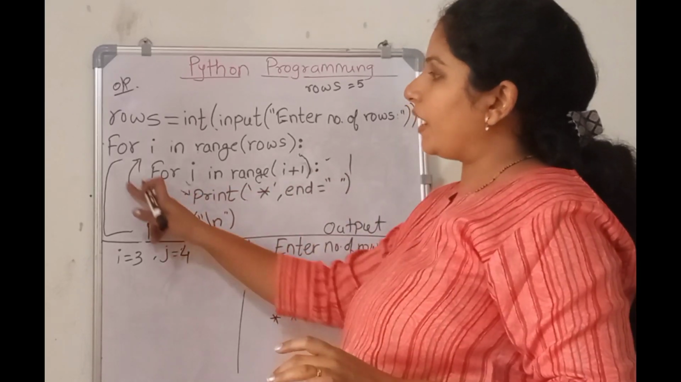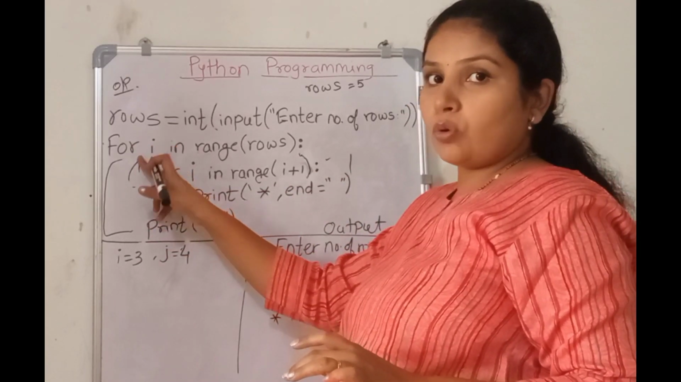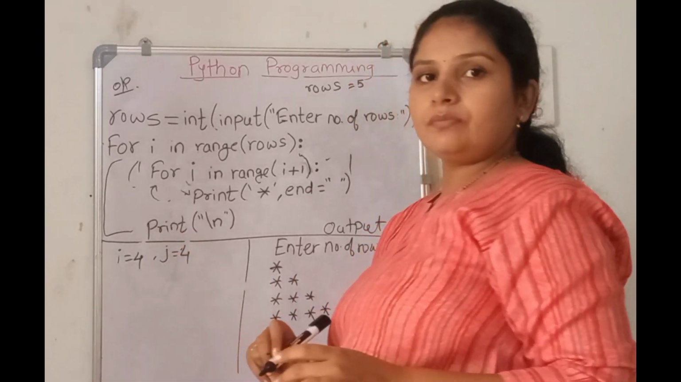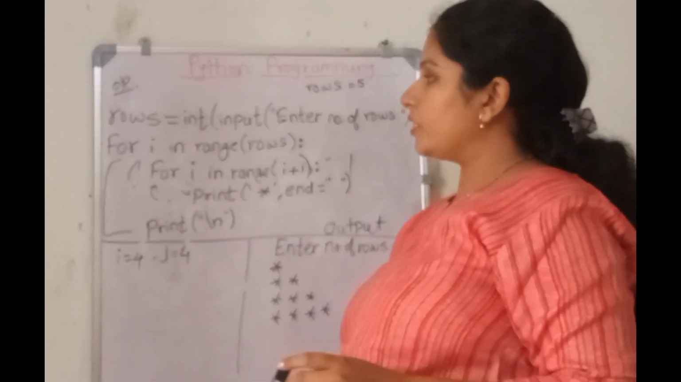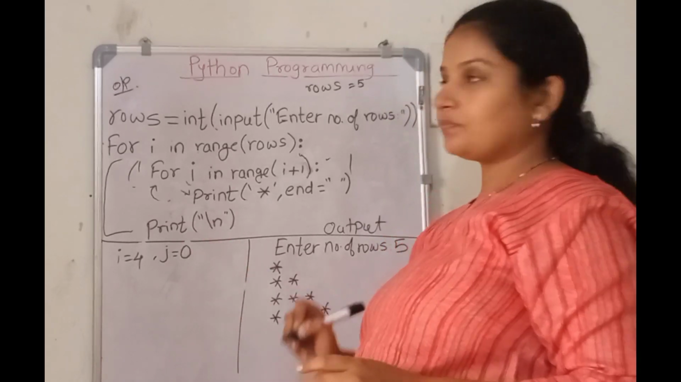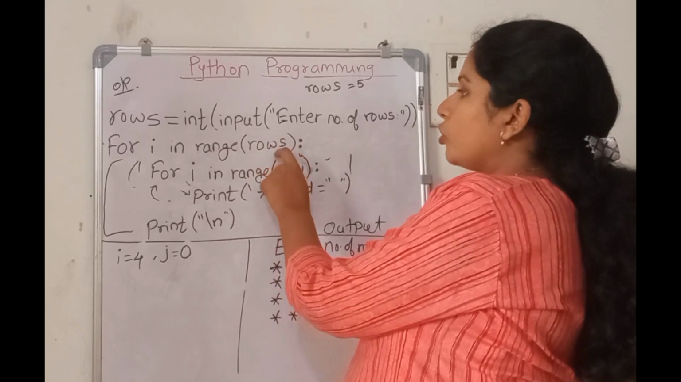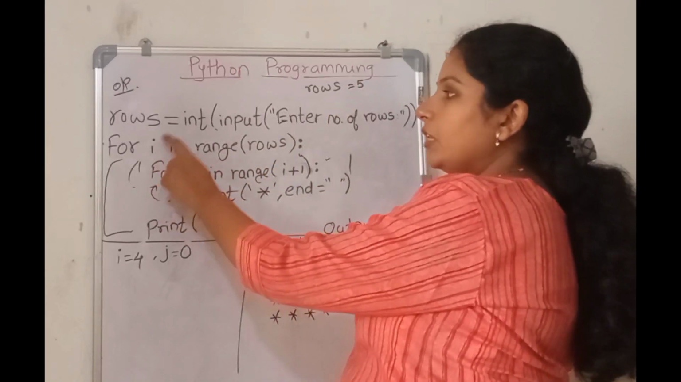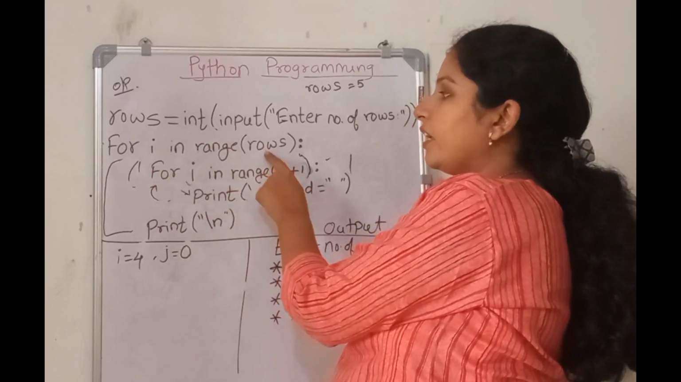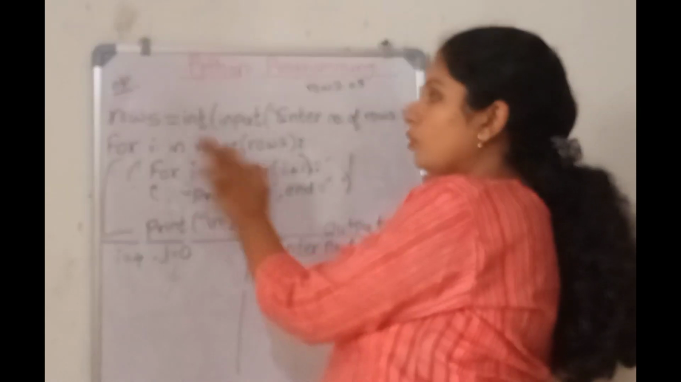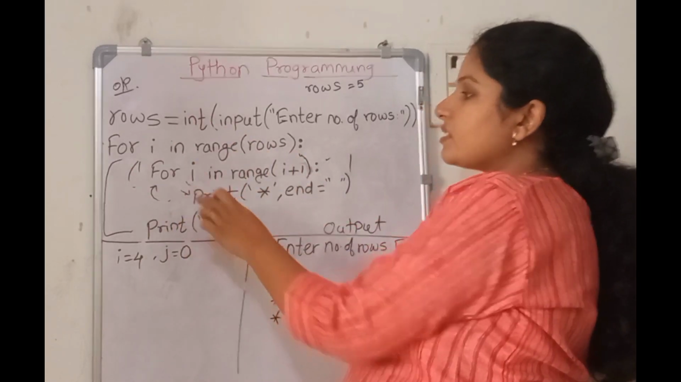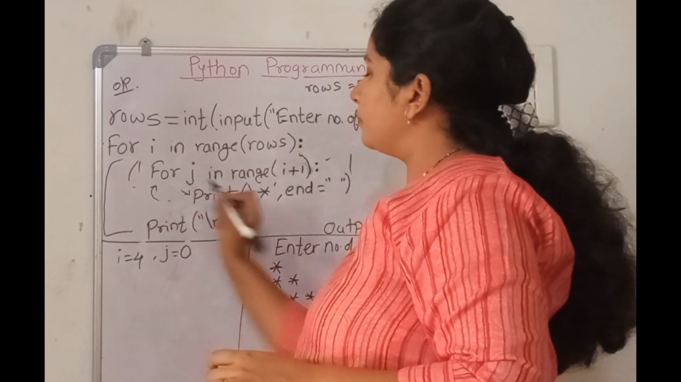You are going back to the I. Since you are going back to the I, value will be incremented by 1. Now I value is 4. J value will be reset to 0. Now here your rows is 5. I value is 4. Check the condition. It's 4 in the range of rows, means 4 less than 5. Yes, condition is true. Go inside to the jth loop.